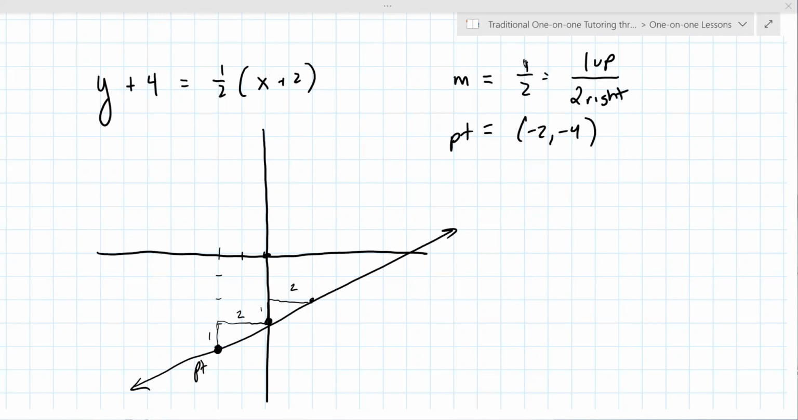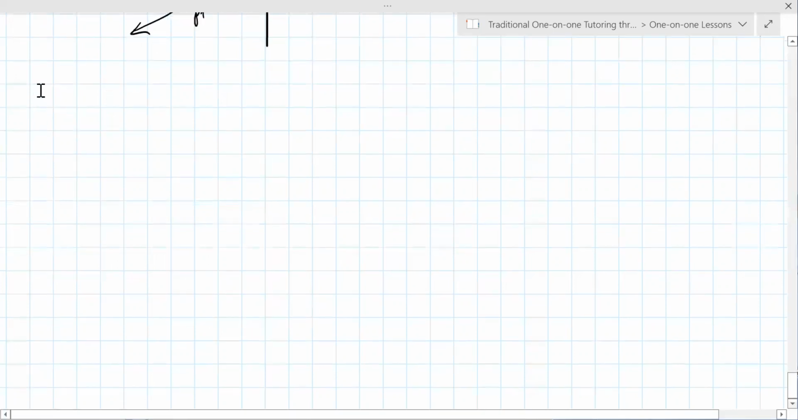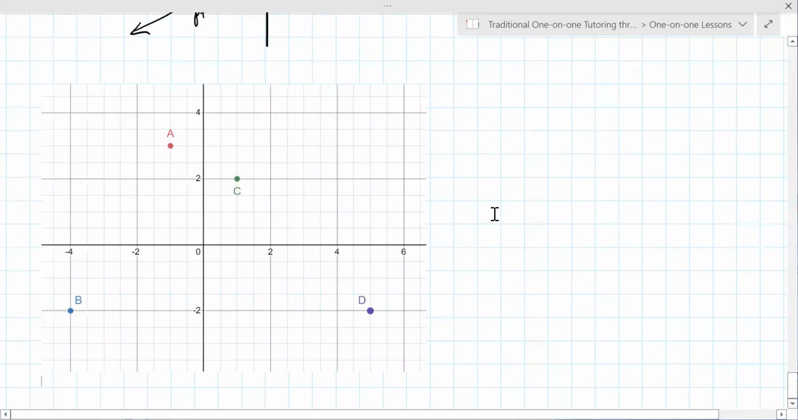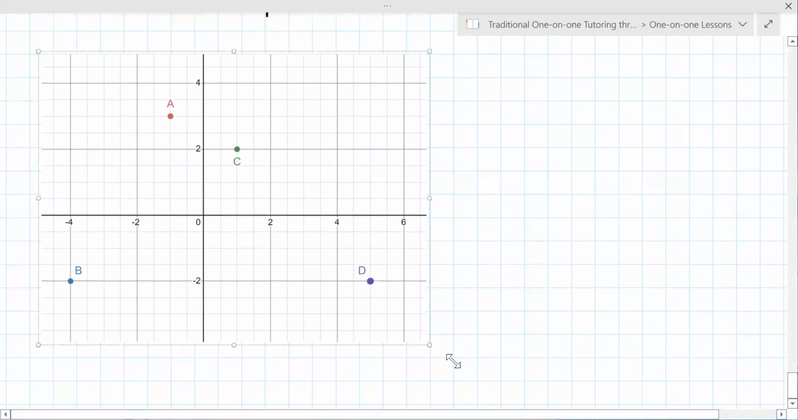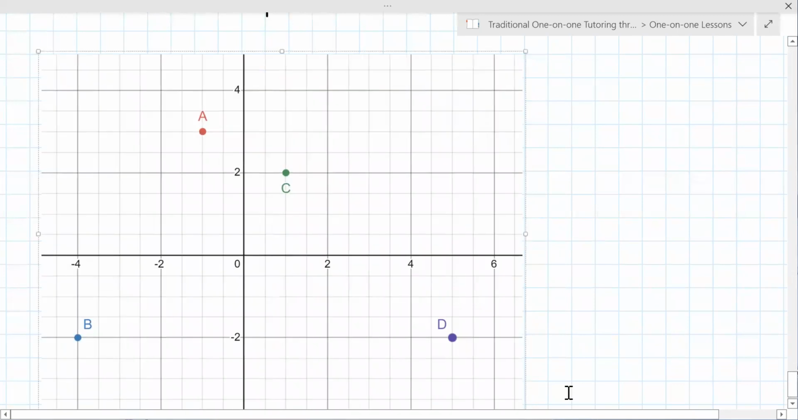All right, so I'm going to snip in some points that I've plotted, and what I need you to do is give me the ordered pairs of each one. Yeah, so hopefully you're seeing my screen here. I need you to give me the ordered pair for A, B, C, and D.